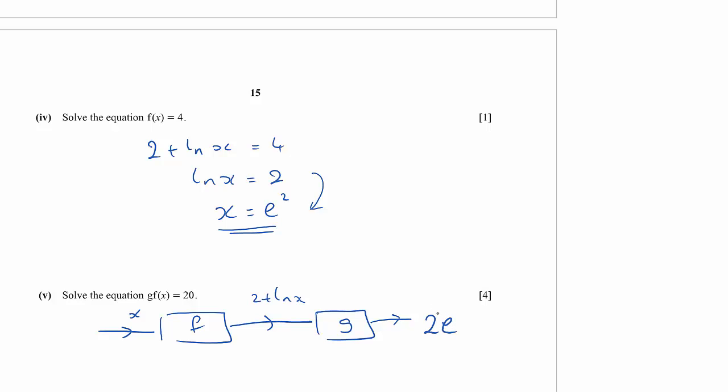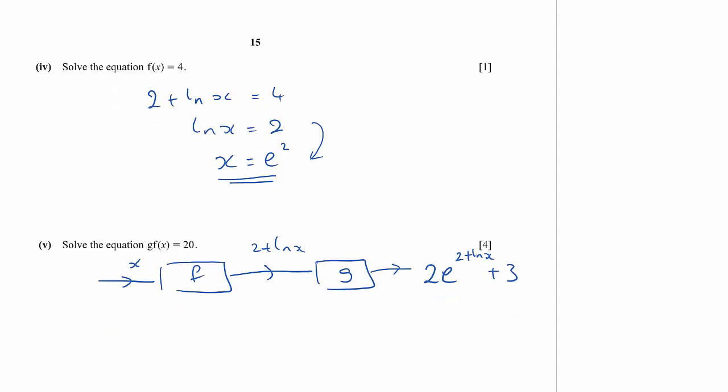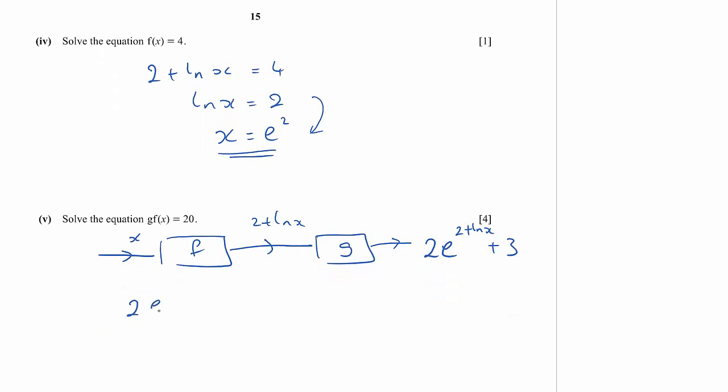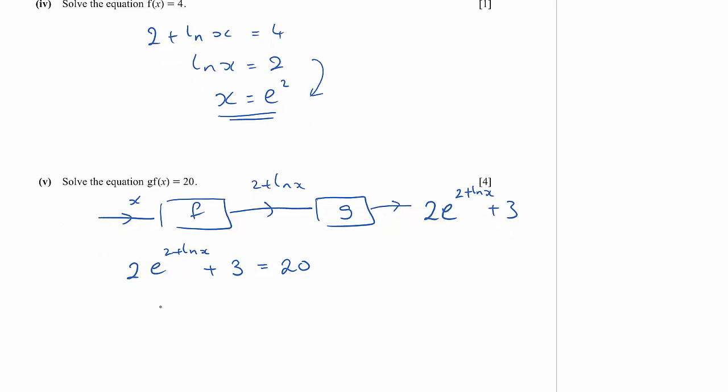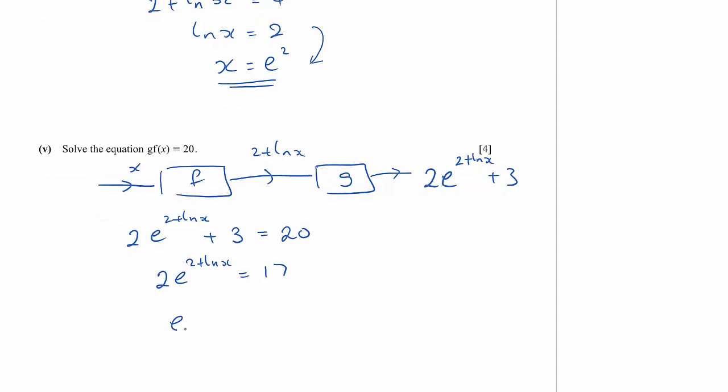2e to the 2 plus ln x plus 3. So we want 2e to the 2 plus ln x plus 3 is equal to 20. So 2e to the 2 plus ln x is going to be 17. So e to the 2 plus ln x is going to be 8.5.